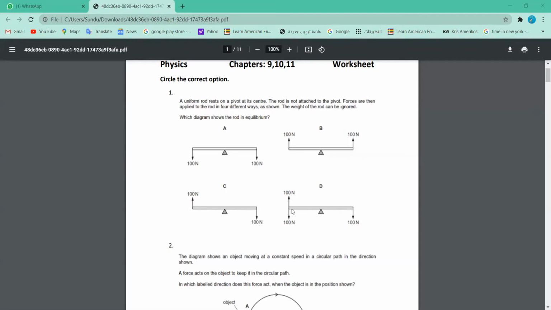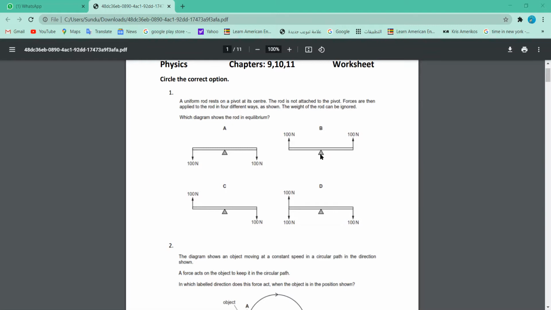What about D? Now, first of all, this 100 Newton is canceling out this other 100 Newton. So both are gone, canceled out. So what we are left with is this 100 Newton. And so we have only clockwise moment again here. We don't have anti-clockwise in this. So this is also not in equilibrium. So only A is in equilibrium.